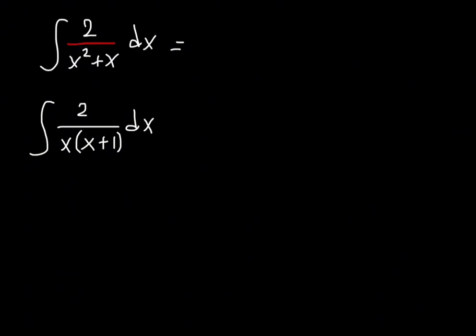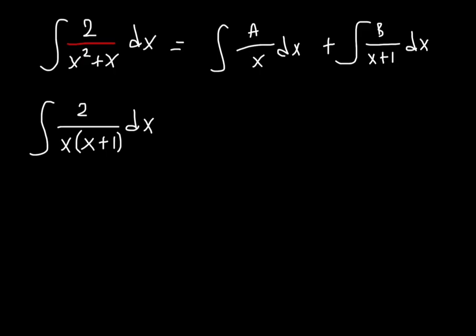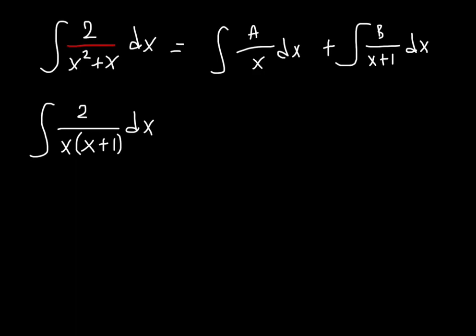Now what I'm going to do is I'm going to break them into smaller fractions. So I have integral of a over x dx plus integral of b over x plus 1 dx. And I don't know what a and b are, so that's why I'm going to solve for them. Also, the reason why we use partial fraction decomposition to integrate a rational function is because when you decompose them, it makes them into simpler rational functions, so it's easier to integrate.